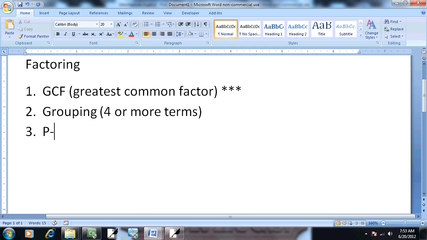Our third one is the PST method. And this is where it's of the form x squared plus bx plus c.